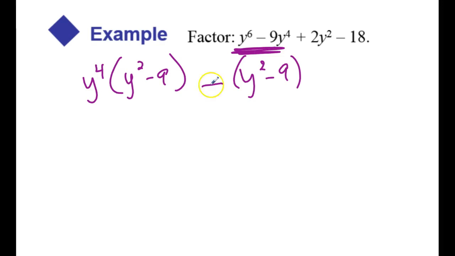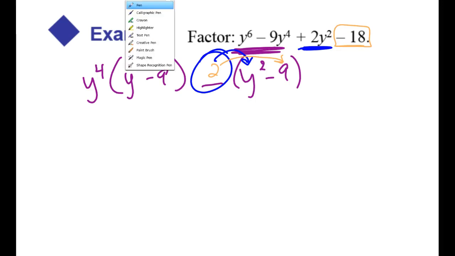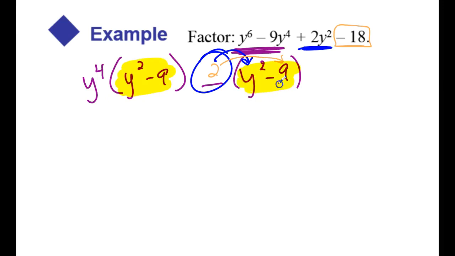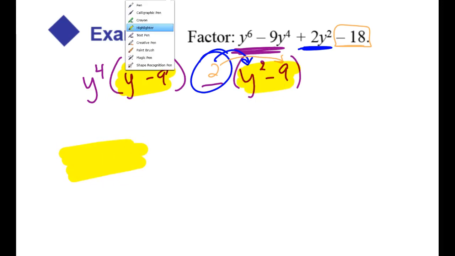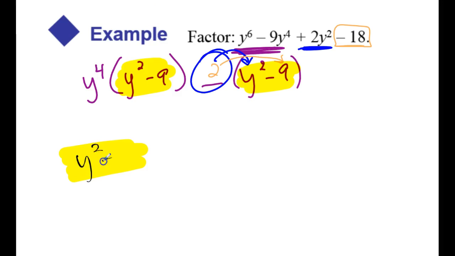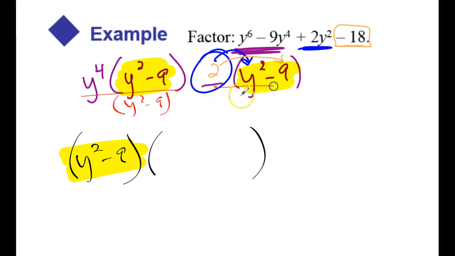So what number goes in here times the y squared that will give me this 2y squared? Of course that number's got to be a 2. But check it: does 2 times the negative 9 give me the negative 18? And the answer is yes. So I think I've successfully got the same term. This y squared minus 9 and y squared minus 9 can actually be factored out here. So I'm going to pull out a y squared minus 9 term. And again, remember, literally that means divide each term by y squared minus 9. You don't need to write the red step, but that's actually what's happening.